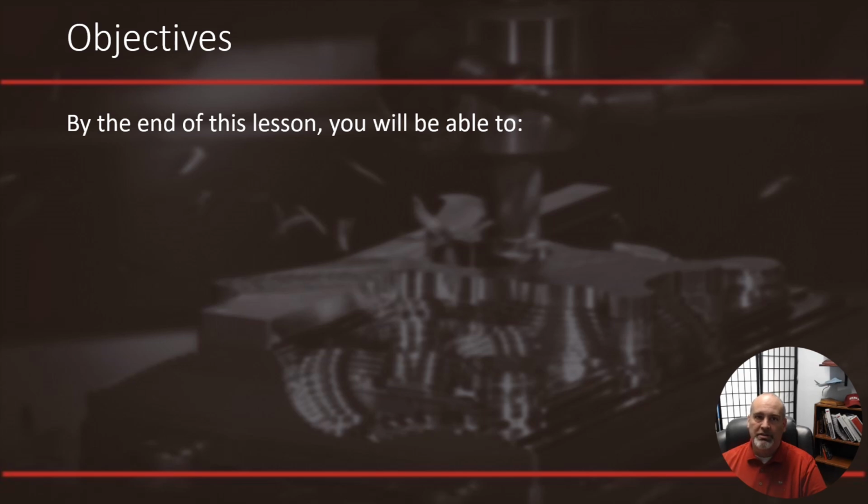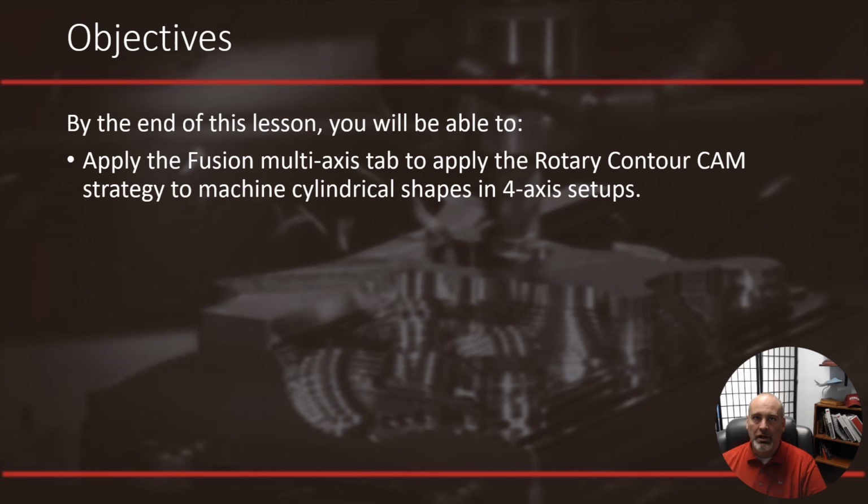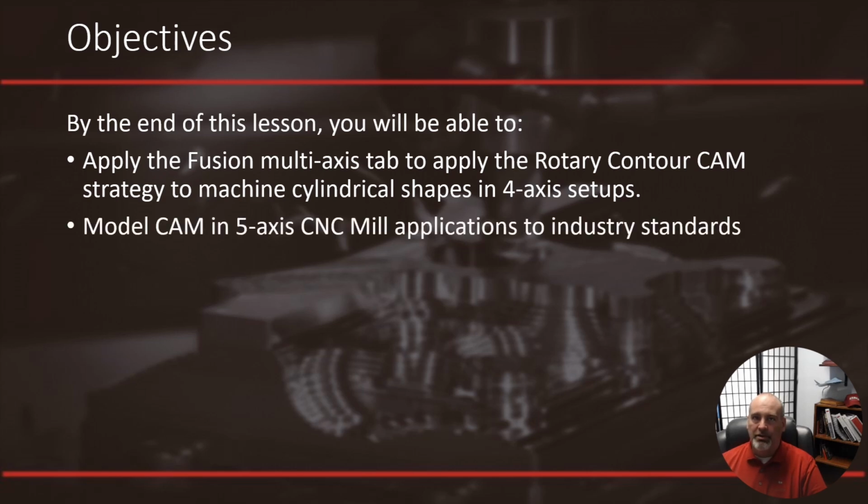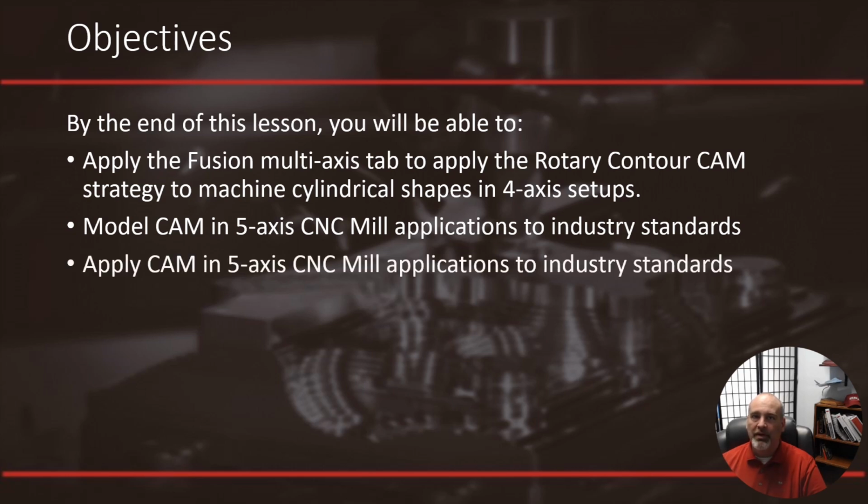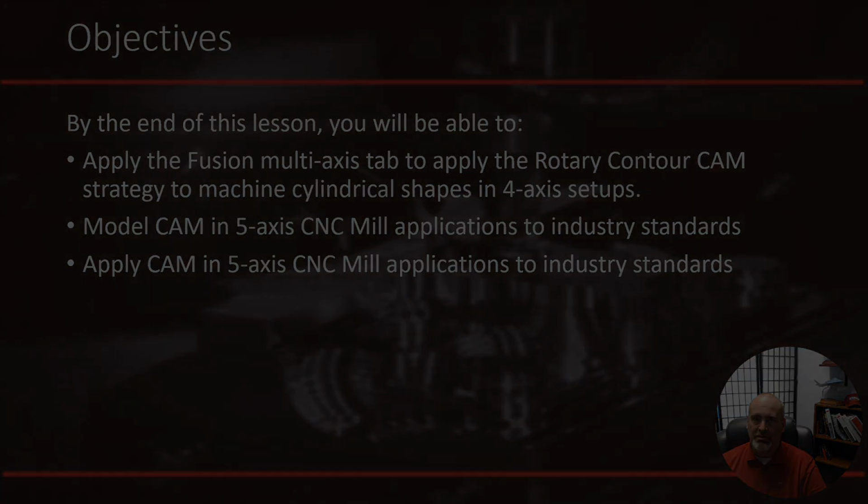The objectives of this lesson are that by the end of this lesson, you'll be able to apply the Fusion Multi-Axis tab to apply the rotary contour strategy to machine cylindrical shapes in 4-axis and 5-axis setups, and to apply CAM in 5-axis CNC mill applications to industry standards.